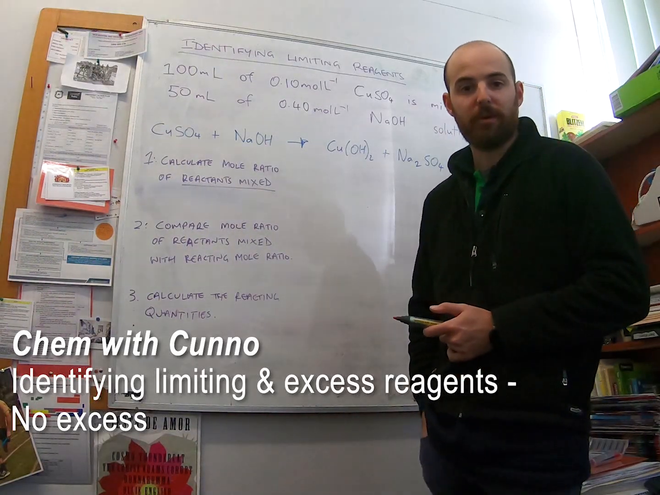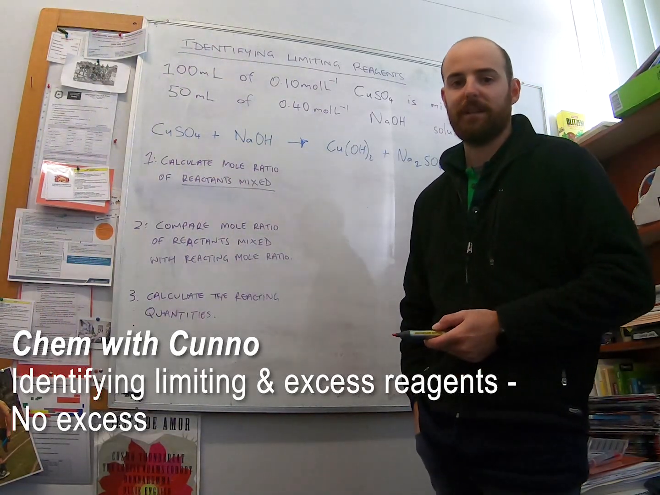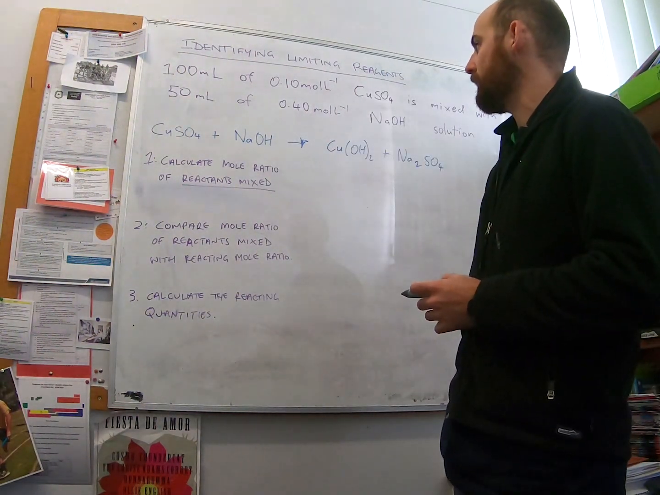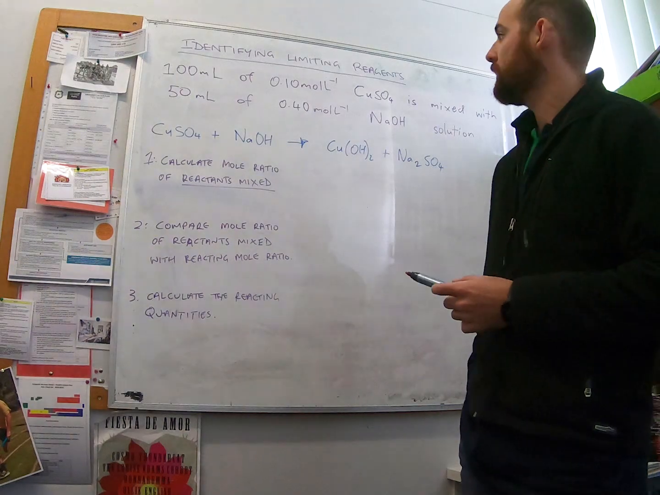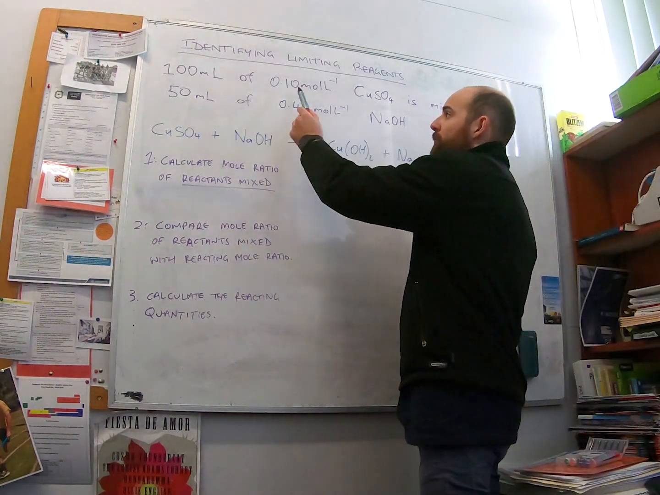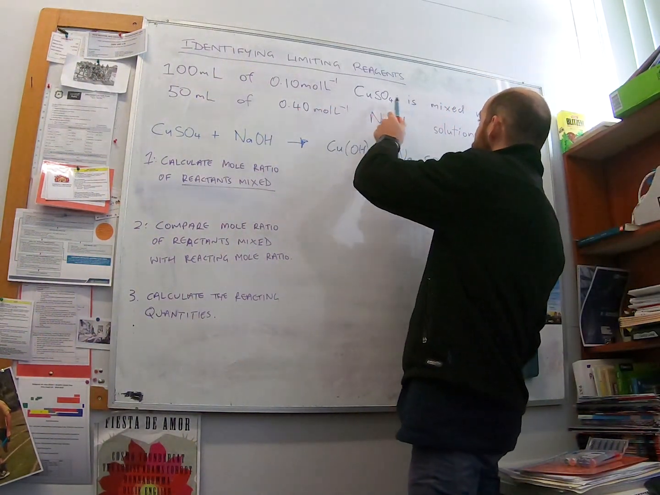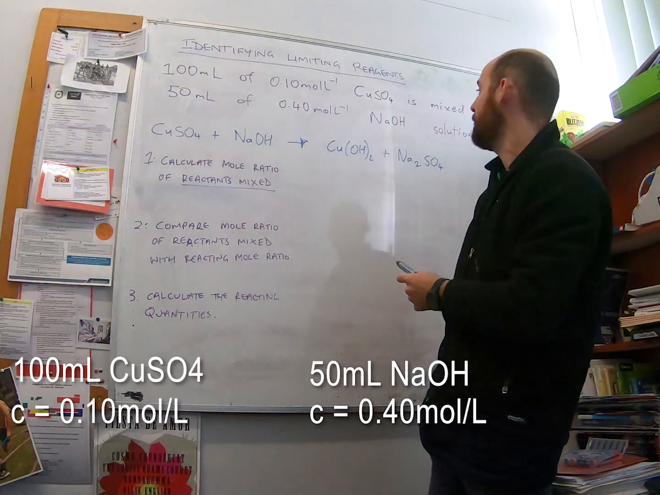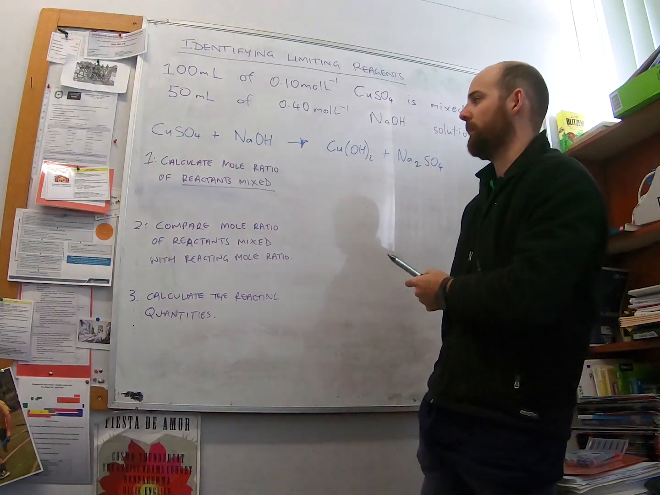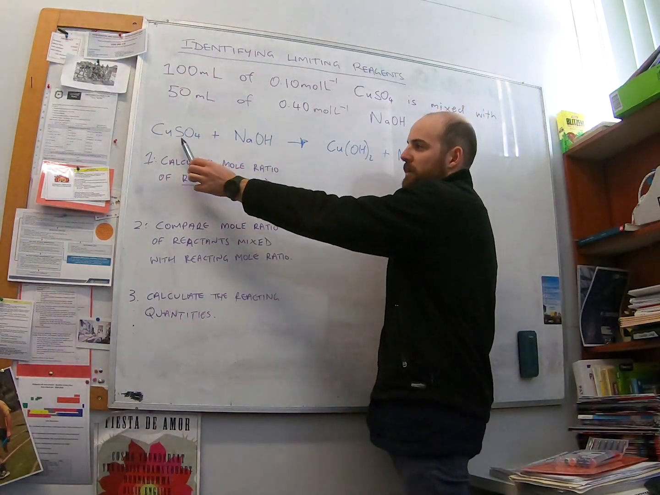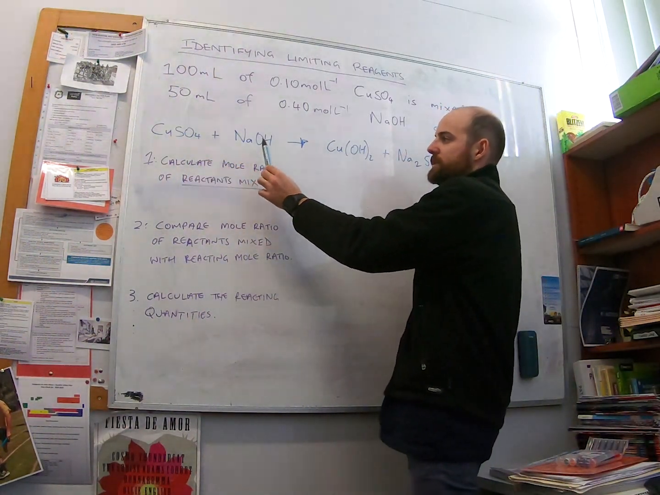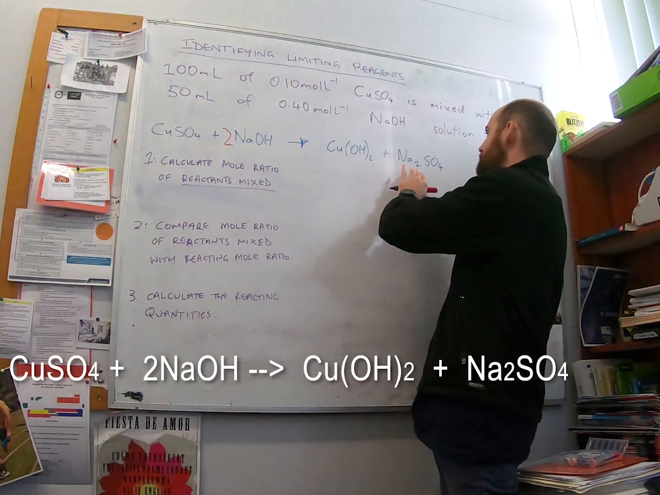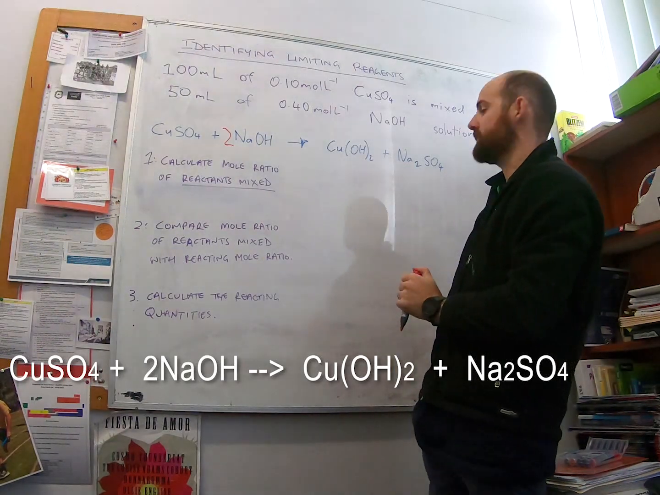So today we're going to work on identifying a limiting reagent and an excess reagent. We've got a reaction here where we've got 100 mils of 0.1 moles per litre copper sulphate being mixed with 50 mils of 0.4 moles per litre sodium hydroxide. And this is our balanced chemical equation: copper sulphate plus 2 sodium hydroxides gives copper hydroxide plus sodium sulphate.